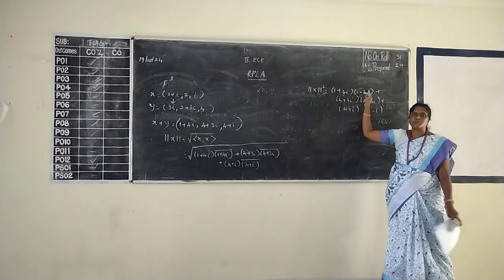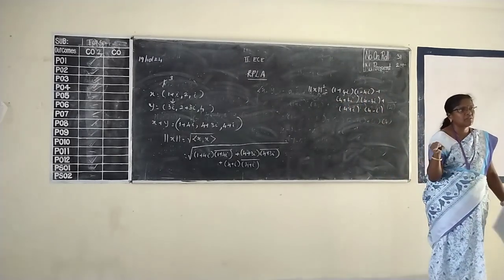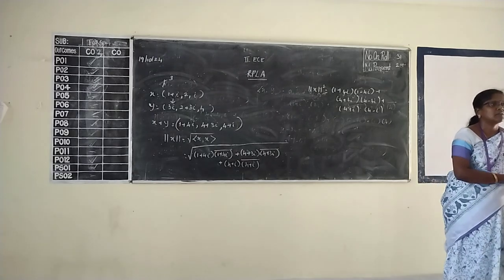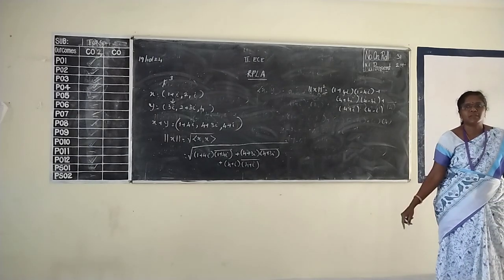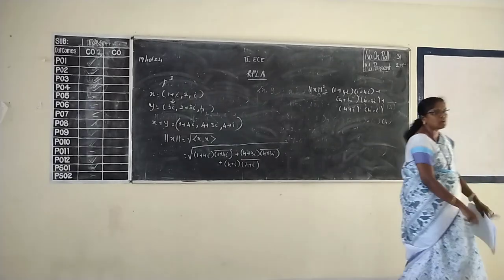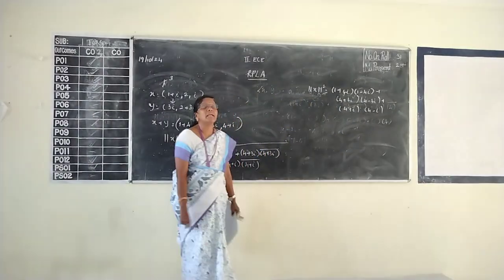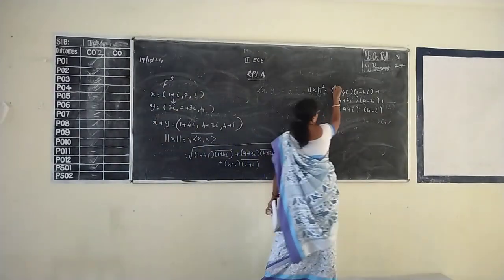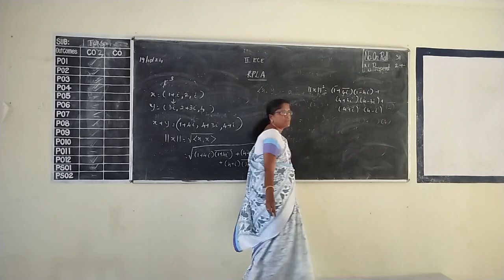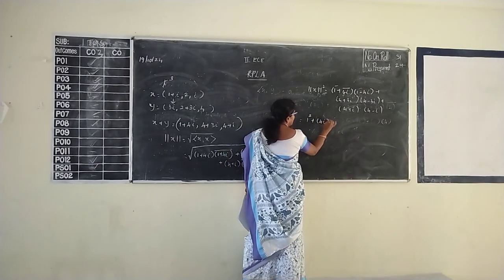How will you simplify this one, ma'am? When you multiply, what is the easiest way? A plus B into A minus B. What is the formula? A square minus B square. So this is our A, this is our B. What will you get? 1 square plus 4i square.